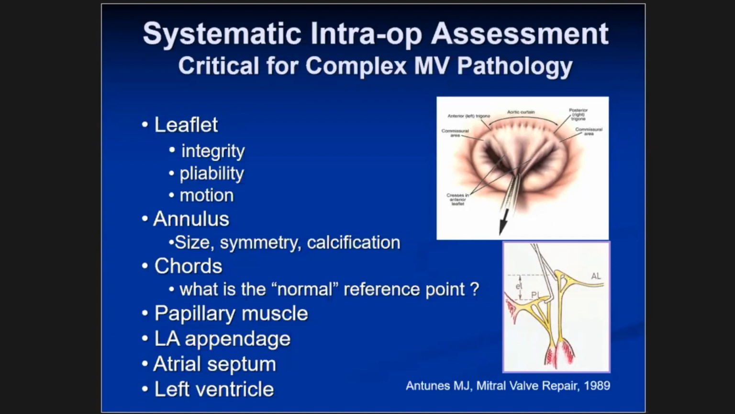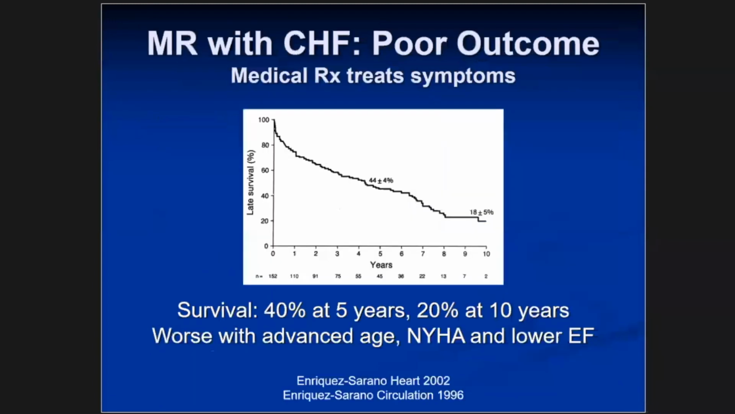Cords, when we talk about cords, are they elongated? What's the reference? What's a normal cord? So we can compare and then shape therapies related to that. What about the papillary muscles? Are they displaced? Because again, we can adjust those. Clot in the left atrial appendage, PFOs and atrial septal defects, and of course, the shape and function of the left ventricle.